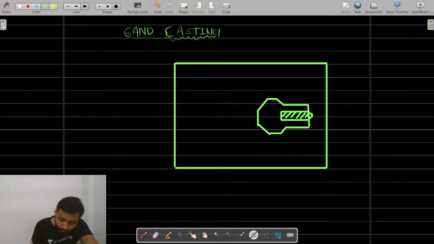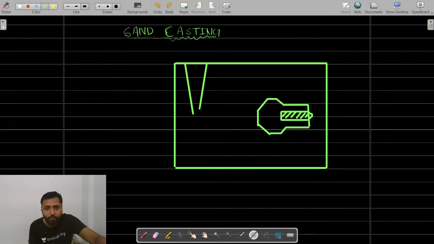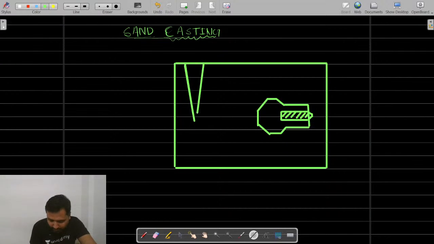Then molten metal must reach there. For that, you cut several channels into the sand mold. Those channels are named differently. This vertical channel that I am drawing now is what you call the sprue.